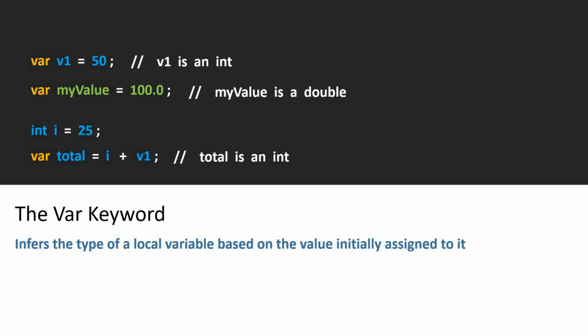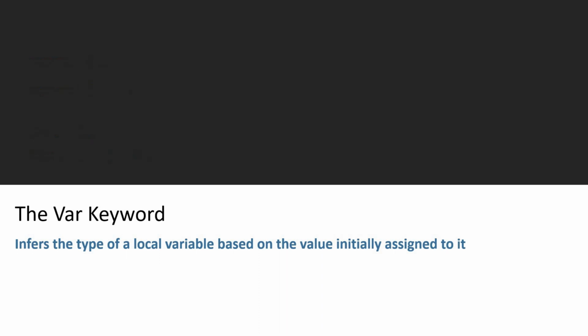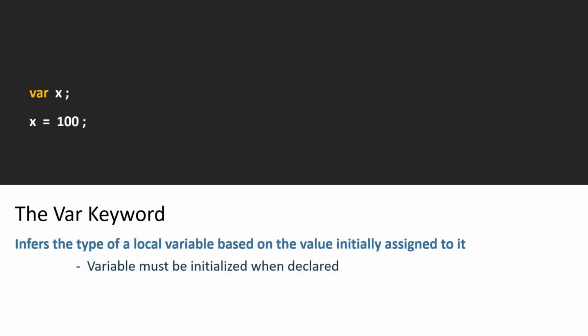Now, because the var keyword infers the data type based on the value that's assigned to the variable, you can only use the var keyword when you're initializing the value as part of the declaration. For example, you can't do this. Say var x, and then later in the code, assign a value to it, because the compiler can't tell at declaration time what the type of x is supposed to be. So if you try to use the var keyword without assigning a value, the compiler will throw an error indicating that you have to initialize the variable when using the var keyword.